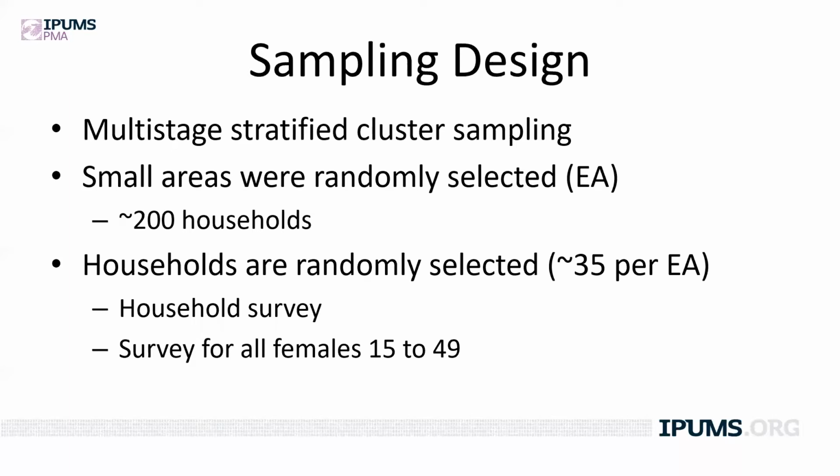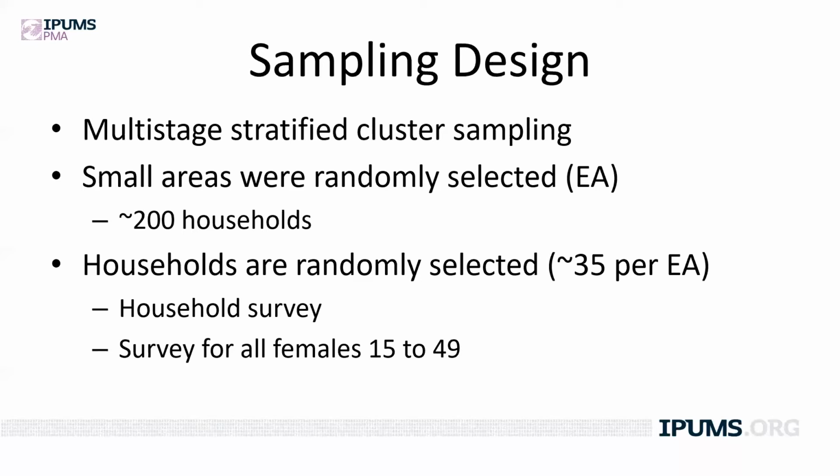So just a little bit about the sampling design. PMA was collected using multi-stage stratified cluster sampling. The first step for them was to work with the individual countries' national statistical agencies and divide each country, or the sampling area, into enumeration areas. And that's where we get these, we call these the EAs, these small areas that we can link between the females and the service delivery points.